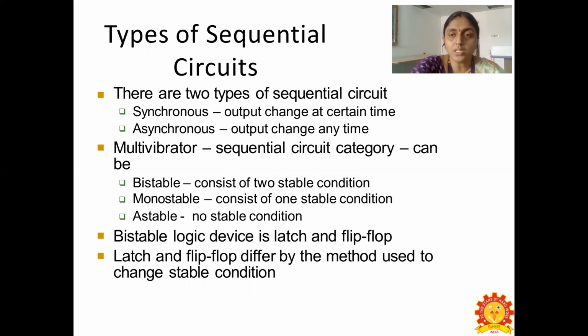The sequential circuit belongs to the multivibrator category, which can have different forms like bistable, monostable, and astable. Bistable means two stable conditions, monostable consists of one stable condition, and astable has no stable condition. The bistable logic devices are latches and flip-flops. Latches and flip-flops differ by the method used to change the stable condition.